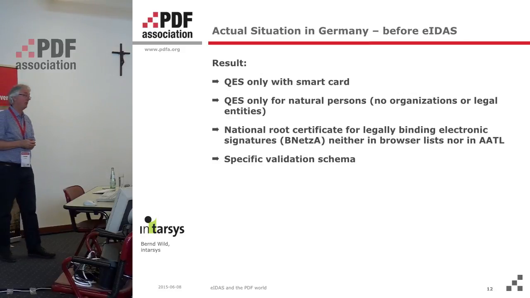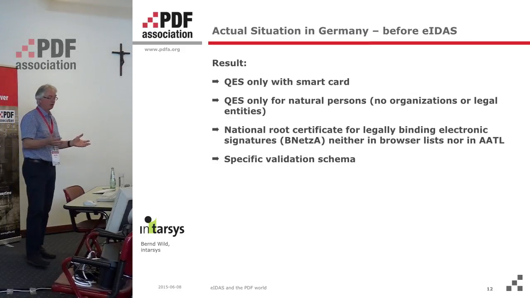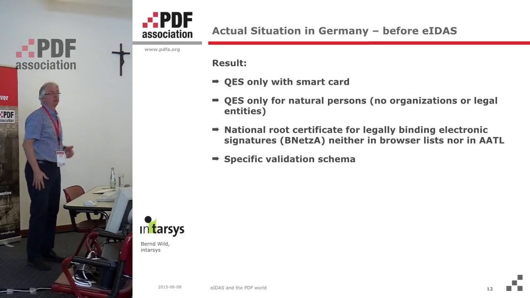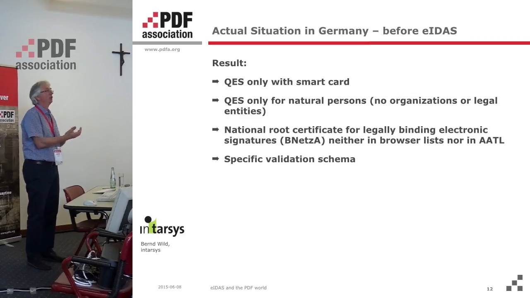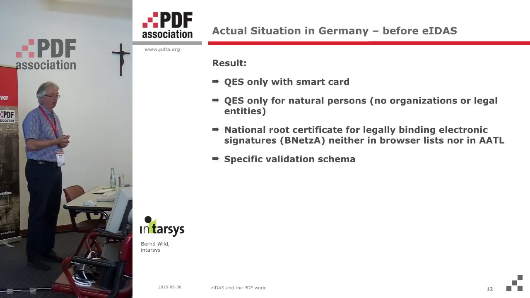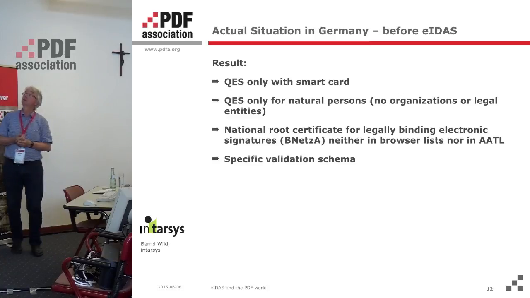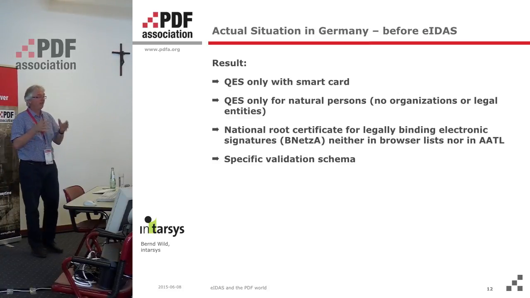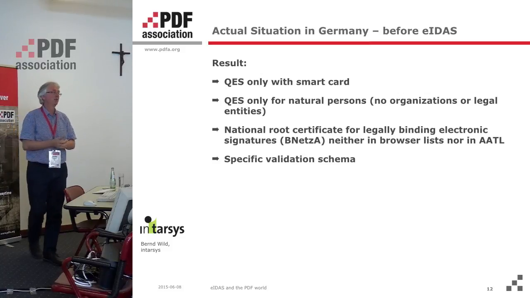That means you cannot implement any business processes where you want, for example, to rely on your smartphone as a security token, because this will not pass the regulation in Germany for legally binding signatures. And we also have these QES only for natural persons. That means only real people can have such a certificate.